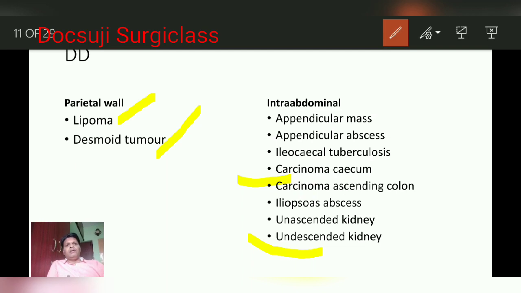If it is parietal wall, you have to think about these things. If it is intra-abdominal, intraperitoneal or retroperitoneal, you have to think accordingly. So these are all the differential diagnoses for right iliac fossa mass. In this clinical scenario, I am going to discuss two important things, the appendicular mass and ileocecal tuberculosis, which are the common differential diagnoses. I will discuss these in detail.